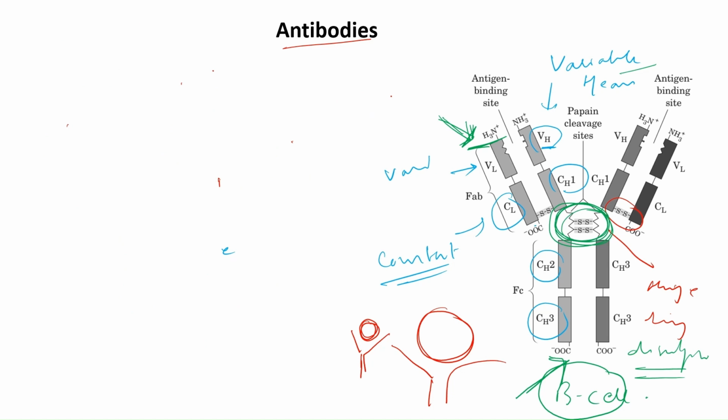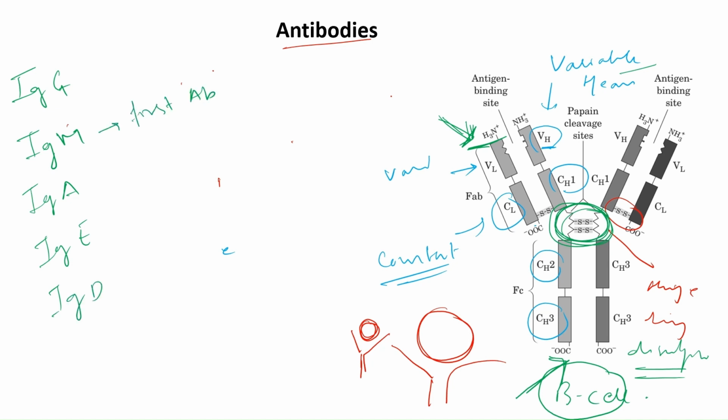Now there are various classes of antibodies: IgG, IgM, IgA, IgE, and IgD. IgM is the first antibody that is generated in response to any antigen, and it is found in the bloodstream. IgG is the most abundant antibody of the bloodstream, and IgG is the major antibody of the secondary immune response. Secondary immune response means whenever any antigen enters, the body will release IgM. But when the same antigen enters a second time, it will release IgG. So it is the major antibody of the secondary immune response.